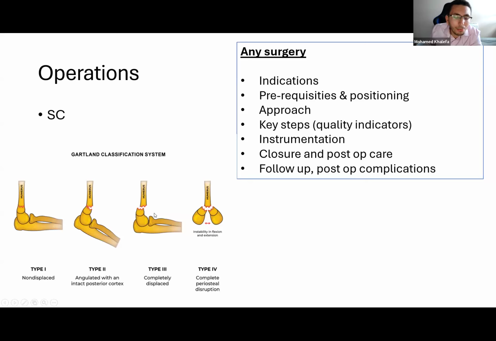So undisplaced is type 1, displaced but still in contact, angulated is type 2. Type 3, this is what most of the stations will be like, which would need operative treatment, and this is one you would worry about the vascularity. Type 4 is complete, so it can go either flexion or extension. So this is the extension type, which is the commonest, 90% to 95% of the cases, and this is the Gartland classification. Okay, so when you describe the X-ray in the station, you can say this is an extension type supracondylar displaced type 3, for example. This will give you extra points.